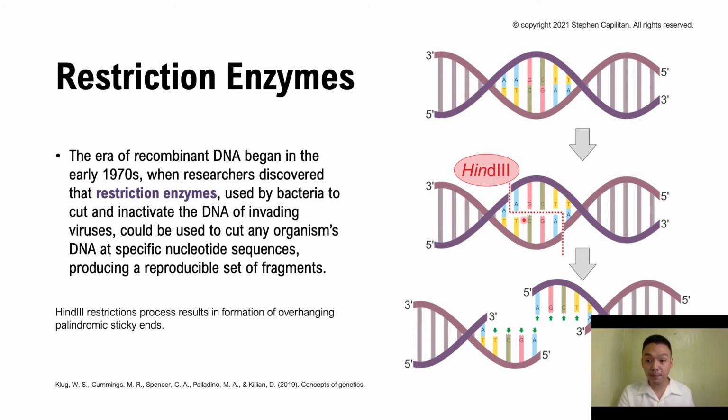This one is your HindIII. The restriction process results in the formation of overhanging palindromic sticky ends. HindIII is a site-specific deoxyribonuclease restriction enzyme, isolated from Haemophilus influenzae, and it cleaves the DNA. This is the DNA, cut into this, A AGCTT, in the presence of the cofactor magnesium via hydrolysis. So it cuts the DNA strand.